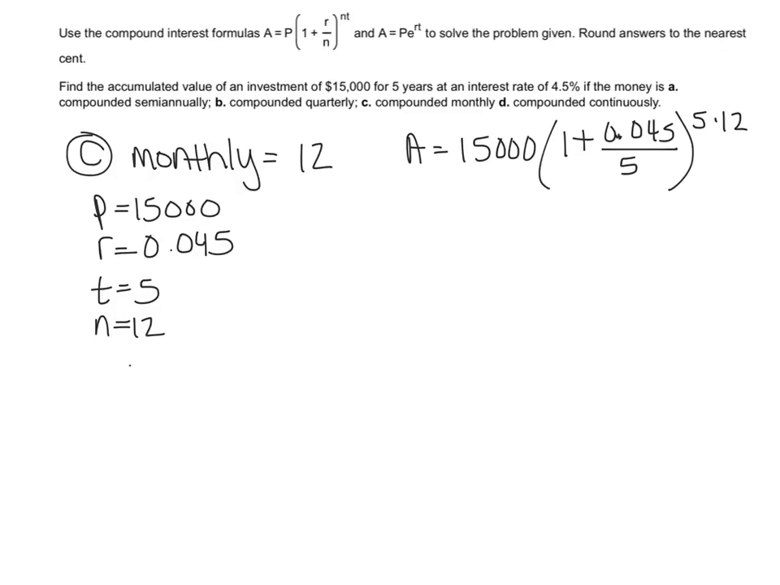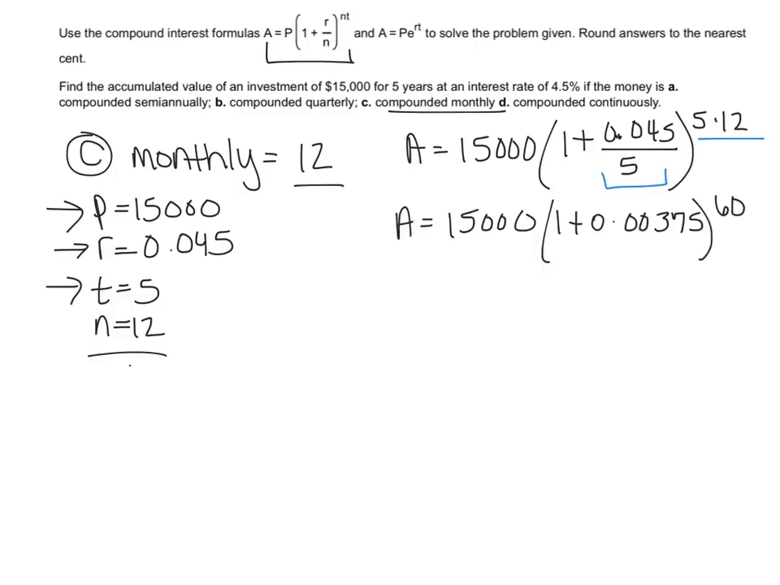Part C asks us to compound monthly. There's 12 months in a year, so that means we're compounding 12 times a year, so N equals 12. All other variables stay the same, and we'll plug them into the formula for compound interest. The first step is to divide 0.045 by 12. Then we'll multiply 5 times 12 in the exponent position. Now we're going to add 1 to the decimal within parentheses, and we get A equals 15,000 times 1.00375 to the 60th power.